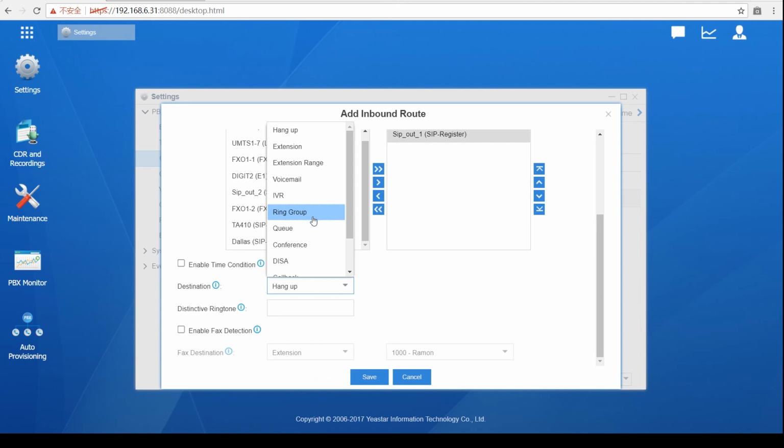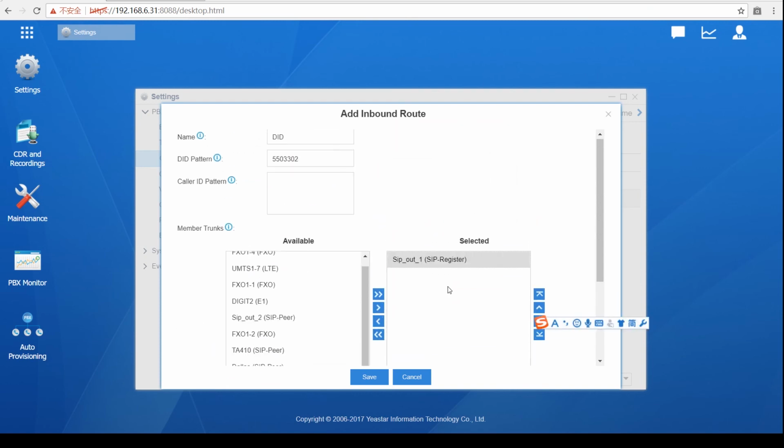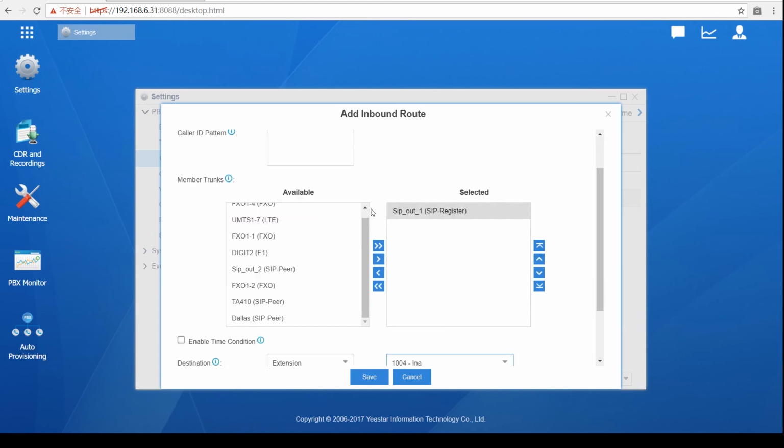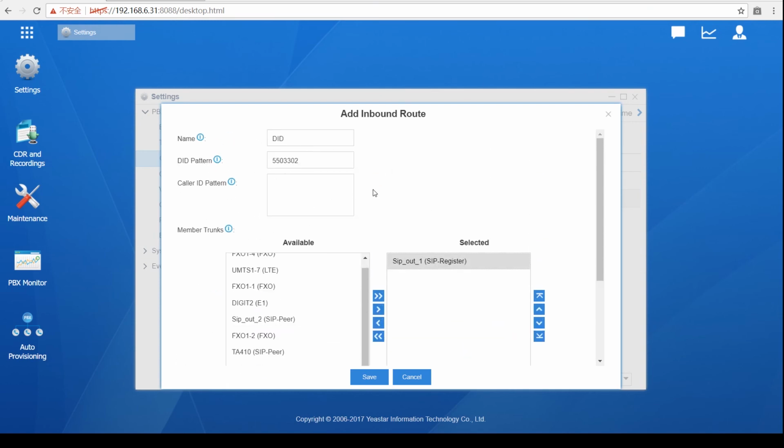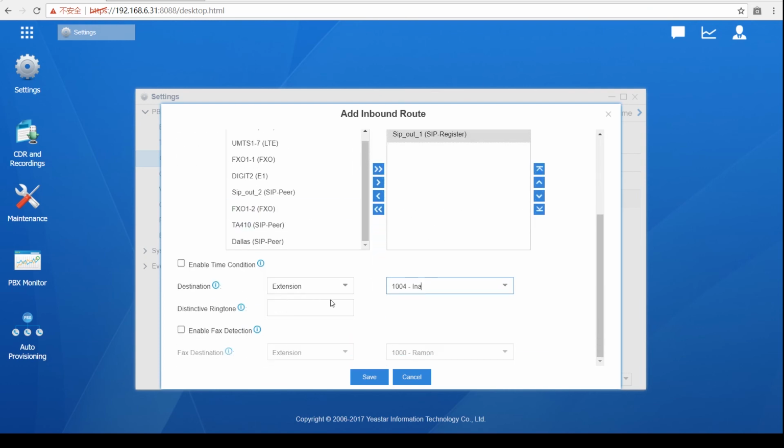We have a lot of options. We can assign one extension to this number. This means this DID number will be attached to this specific extension, so anybody who calls this DID number will be sent directly to extension 1004. This will ignore the limitations of your inbound route rules. It will be sent directly to this extension.